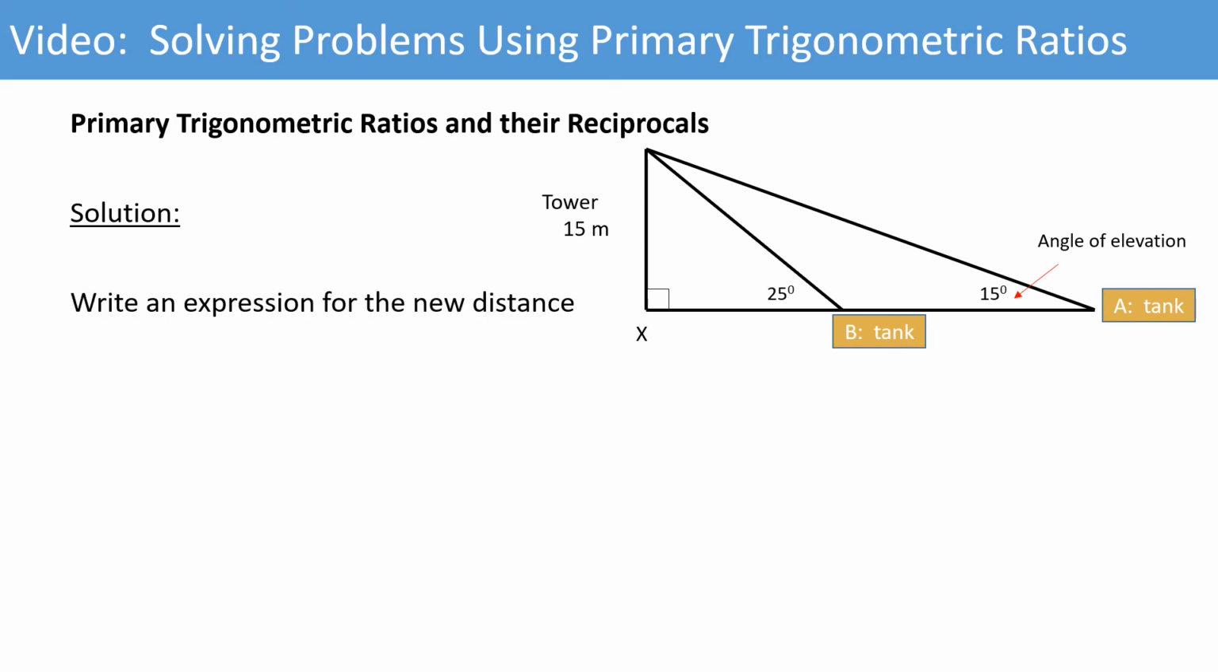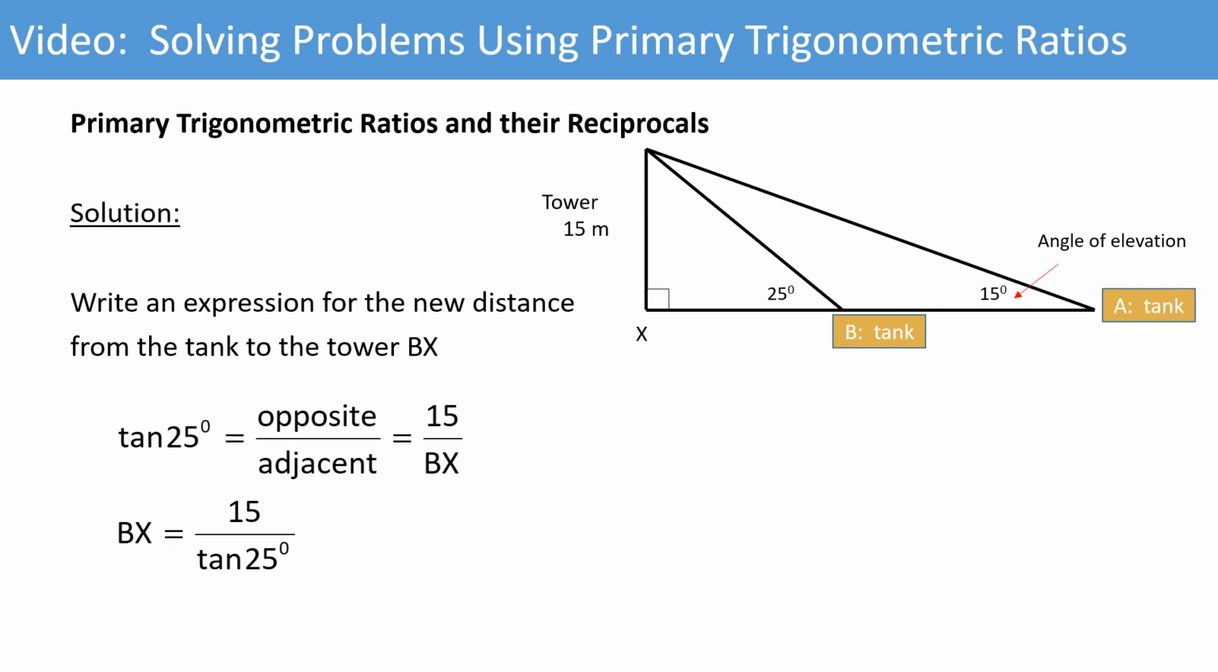Now, let's take a look at the expression for the new distance, the distance from the tank to the tower, which we'll call BX. Now, we will still use the tan ratio, but the angle of elevation is now 25 degrees. So the tan of 25 degrees is equal to opposite divided by adjacent, which is 15 divided by BX. BX then is equal to 15 divided by the tan of 25. Again, leave your answer in this format.